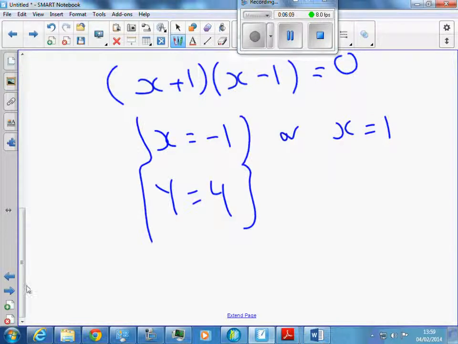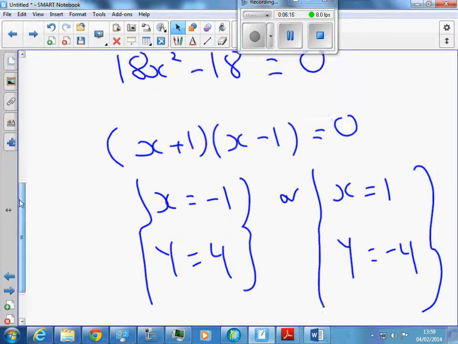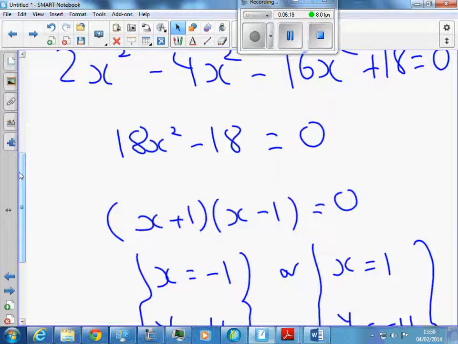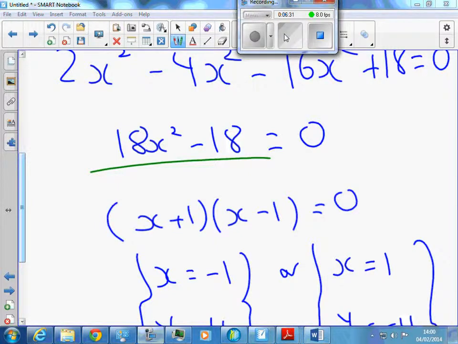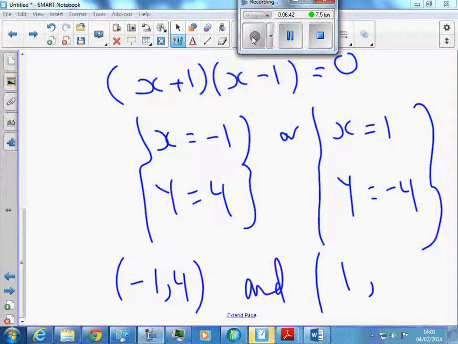Okay. And when x is 1, y is equal to minus 4. From here, just in case anyone's stuck, I've just divided through by 18. I've got x squared minus 1. That's how you factorize x squared minus 1. Again, that's C1. So just because they want coordinates, the coordinates therefore are (-1, 4) and (1, -4), just to complete the answer.